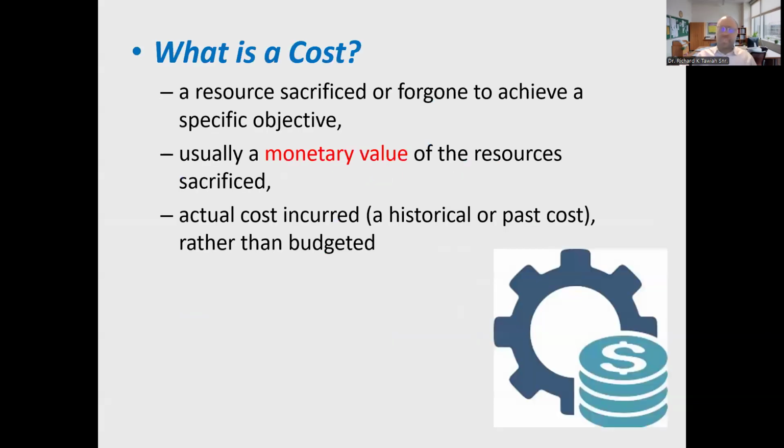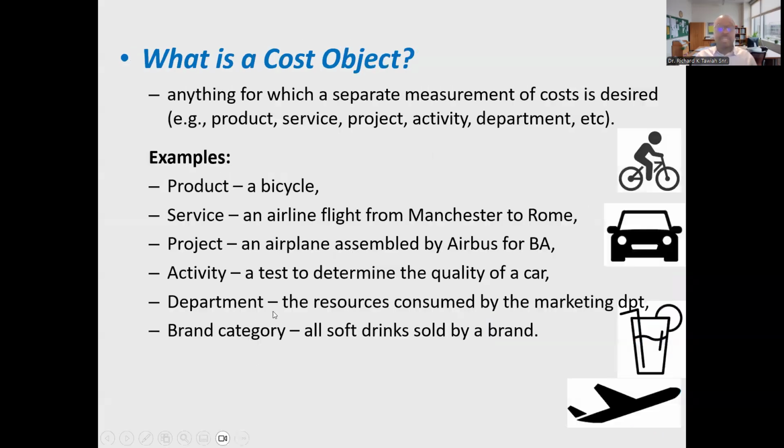What is a cost? And what is a cost object? A cost is a resource sacrificed or foregone to achieve a specific objective. It's usually measured in monetary terms. So cost incurred could be past historical rather than budgeted. When you budget, you've not incurred it, so it's not a cost. So any cost we talk of is something which has occurred in the past and can be measured in monetary terms.